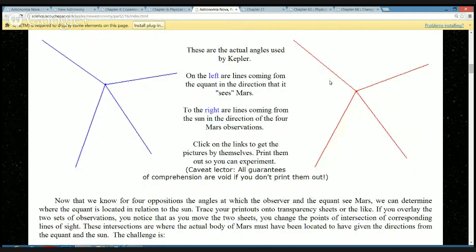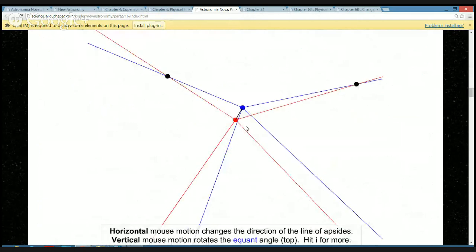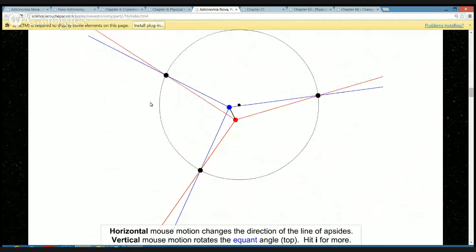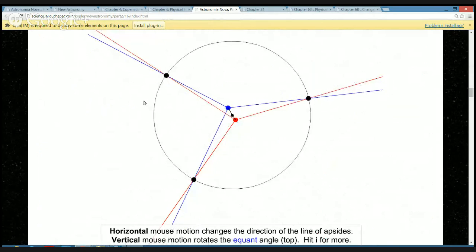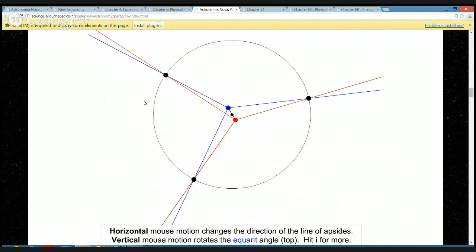Let's look at how this all gets put together. So here's this animation. Now, when Kepler did this, it was way harder for him than anybody else. Here you've got the way that Copernicus would have solved this. Copernicus used 3 opposition observations.